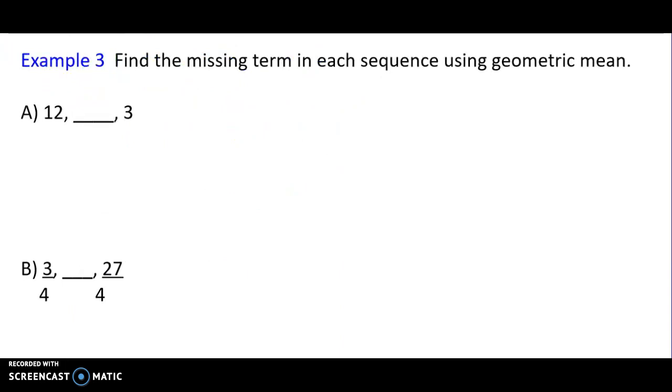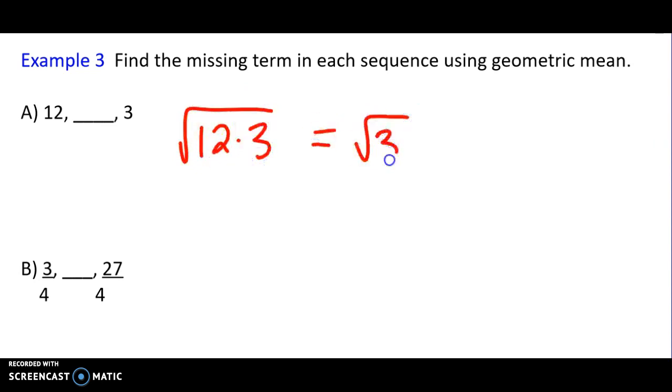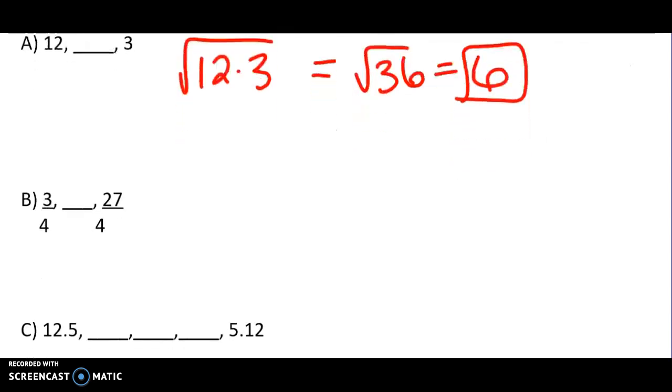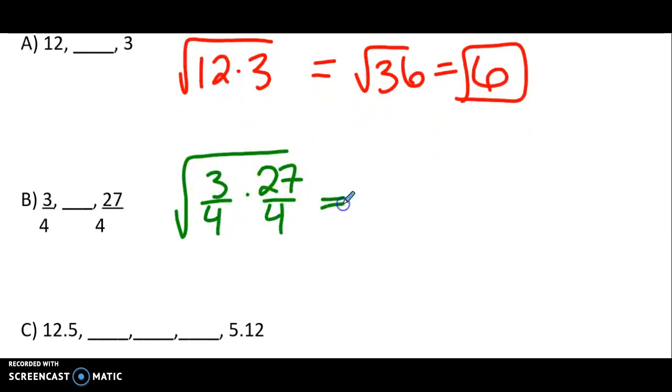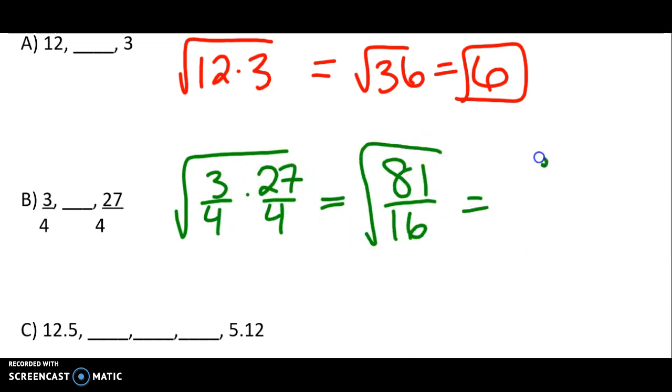In the third example, we're finding the missing term in the sequence by finding the geometric mean. Remember, the geometric mean is just the square root of the product of the two numbers. So this is going to be the square root of 36, which is 6. In part B, we're taking the square root of the fractions 3/4 times 27 over 4. We multiply straight across, and we get the square root of 81/16, which is 9 over 4.